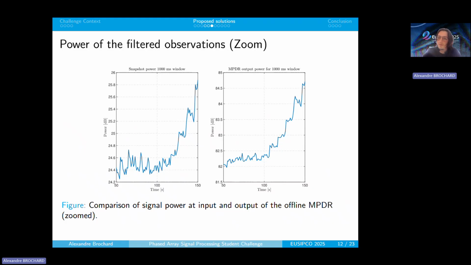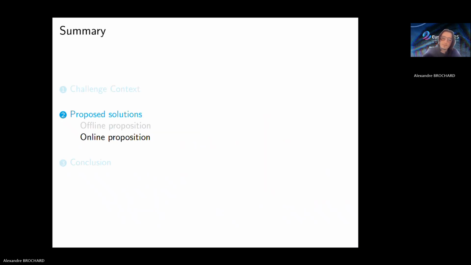So in the end, with the offline proposition, we have been able to localize the position of the jammer, and we have been able to detect it, and we know when the jammer action starts, because we can focus more on the jammer using a beamforming technique in its direction. So now we are going to talk about the online proposition.